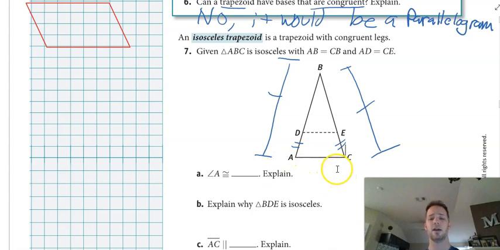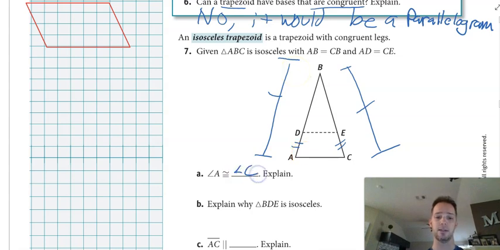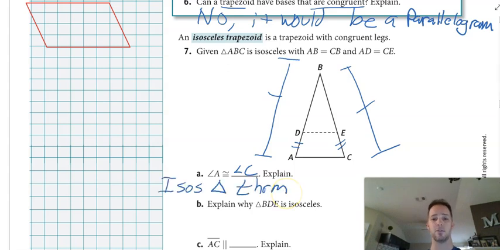Well, angle A would be congruent to angle C because the first thing we know is an isosceles triangle has congruent base angles. If you have two congruent sides, you're going to have two congruent base angles. So angle A is congruent to angle C by the isosceles triangle theorem. If you have two congruent sides, you have two congruent angles. It's actually the side angle theorem.